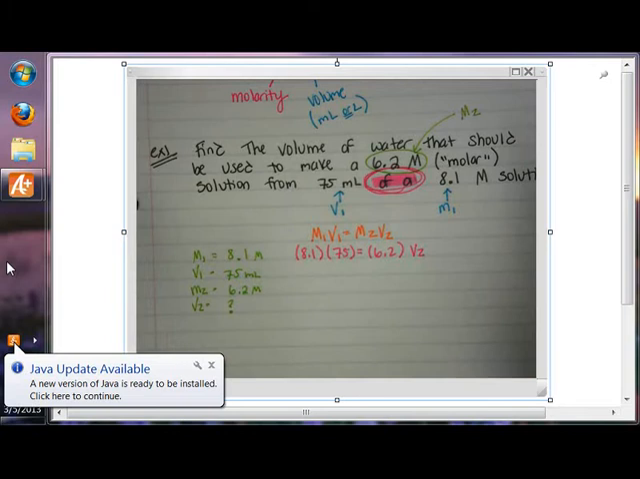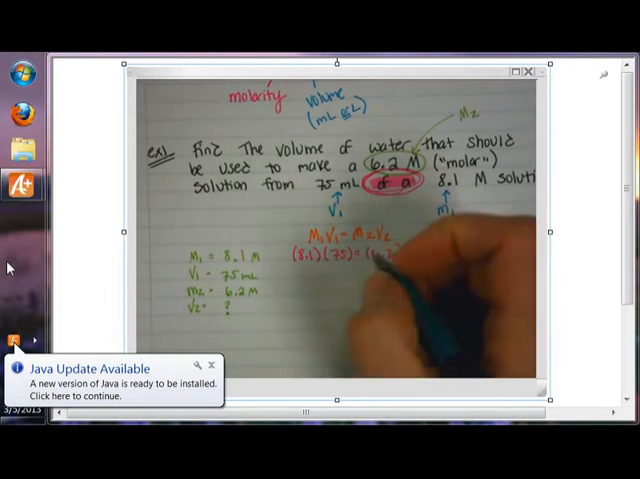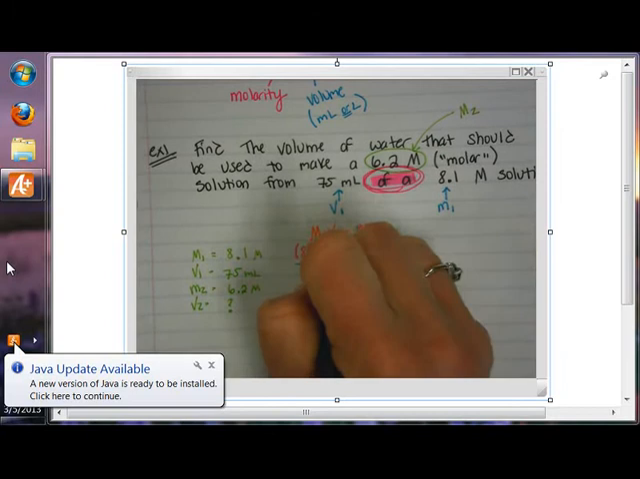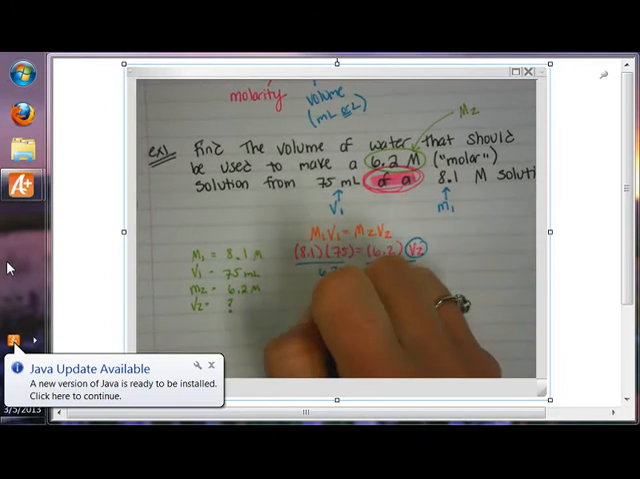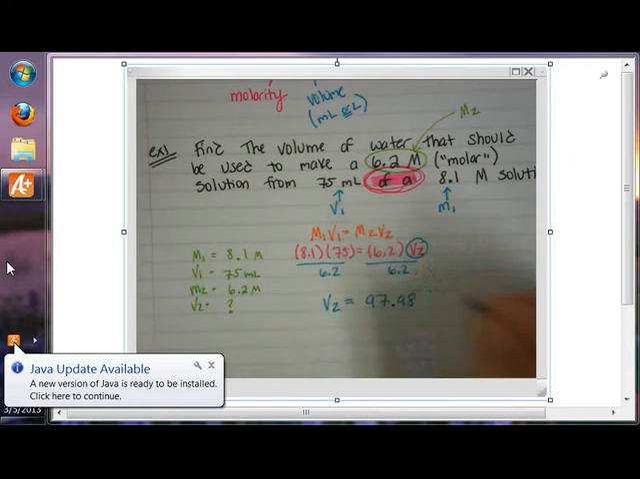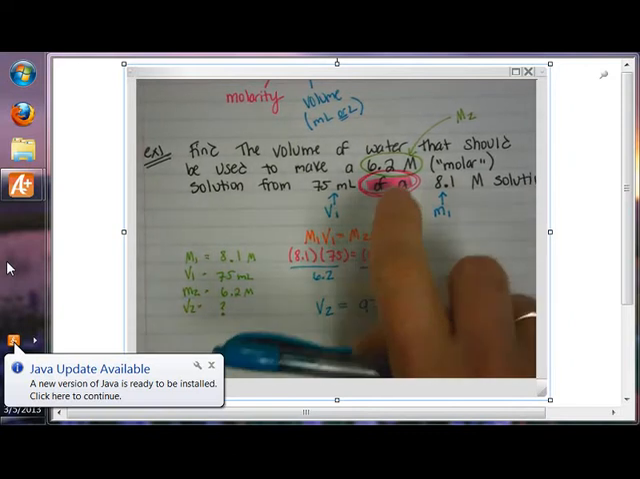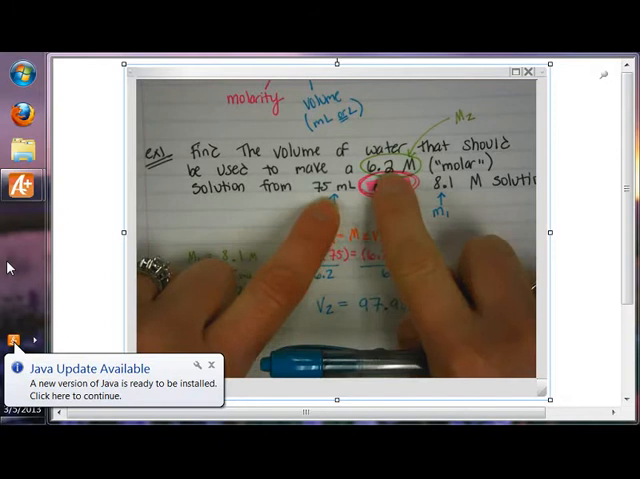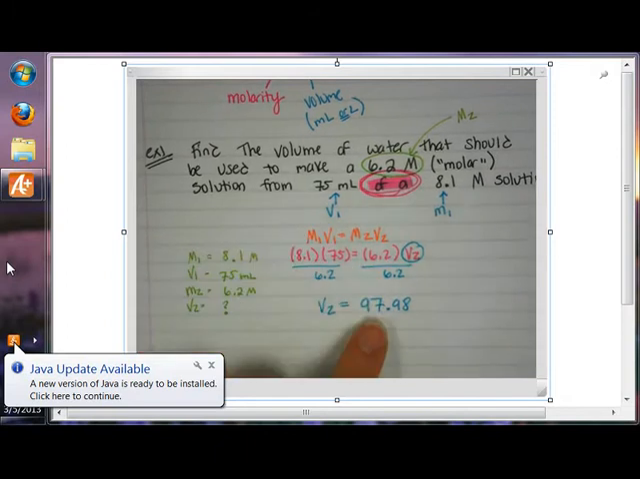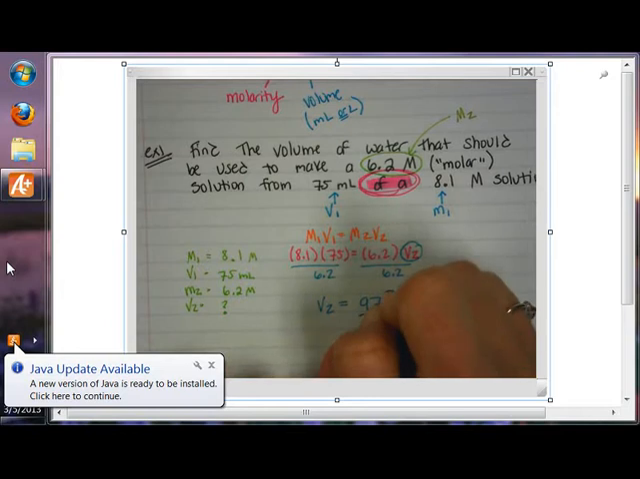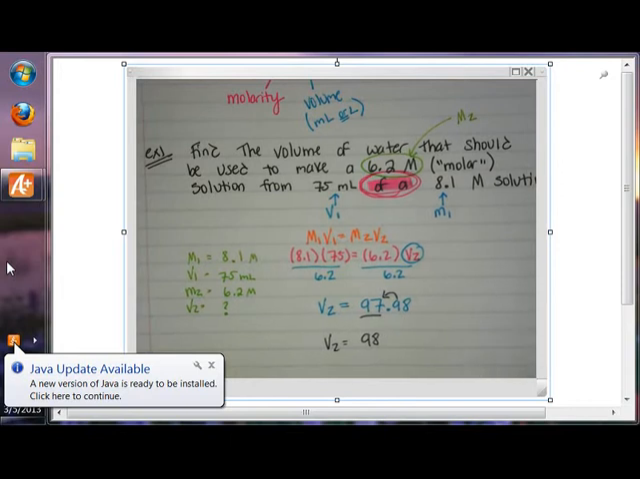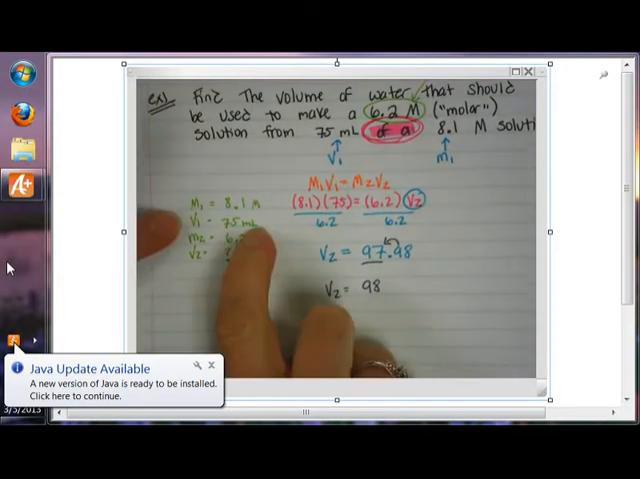Solve for V2, divide each side by 6.2, and you get V2 equals 97.98. Look back at the problem. 2 sig figs, 2 sig figs, 2 sig figs. So the answer should have 2 sig figs. 9 bumps it up. V2 equals 98. Now I plugged in milliliters for volume, so I spit out milliliters for volume.